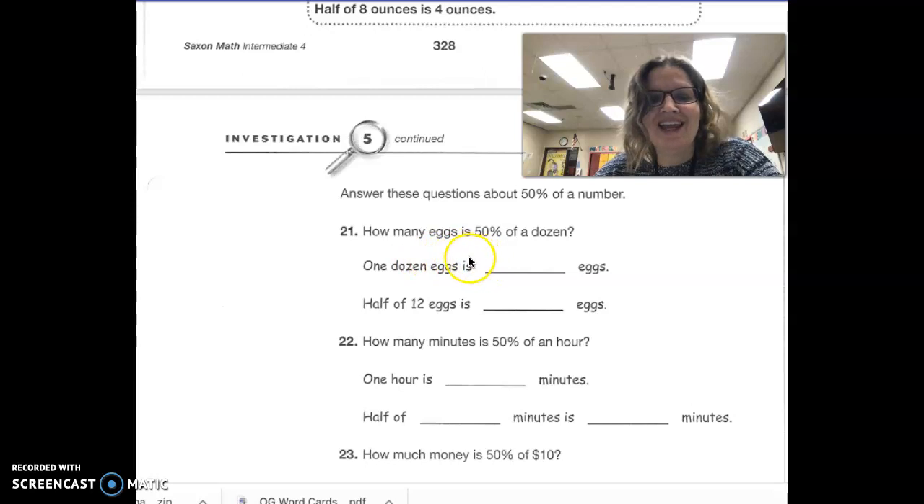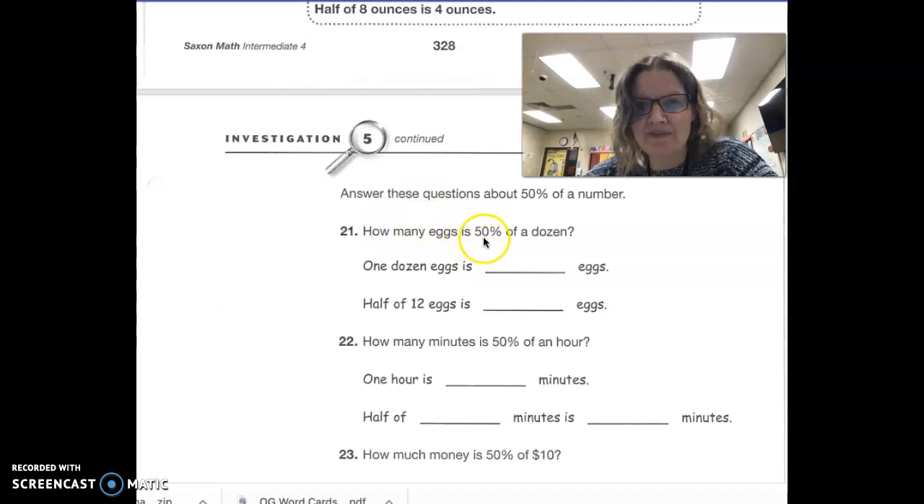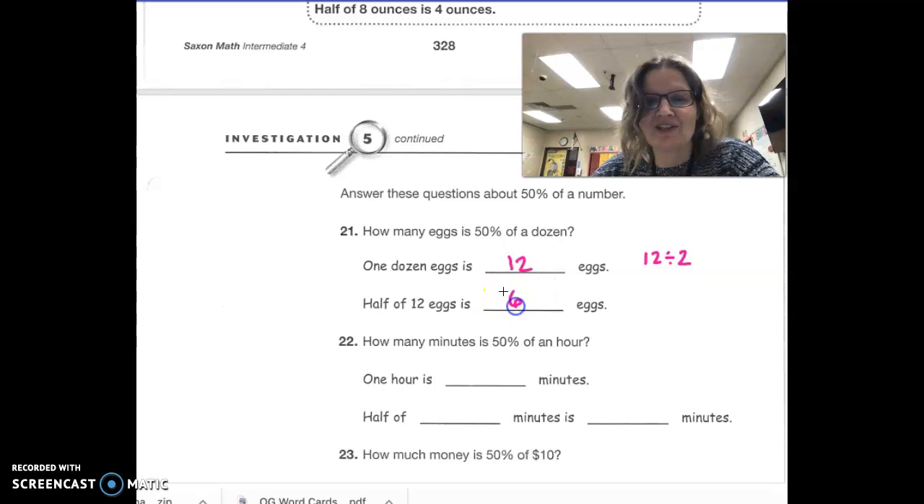1 dozen eggs is, okay, here we go. How many eggs is 50% of a dozen? First off, we need to get some information. We know that 1 dozen eggs is 12 eggs. And we know that half of 12 eggs, here we're going to say 12 divided by 2, is 6 eggs.